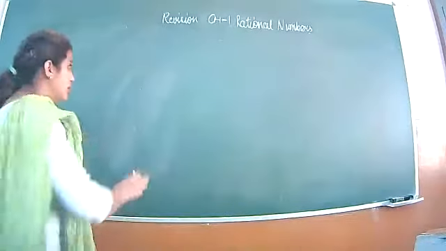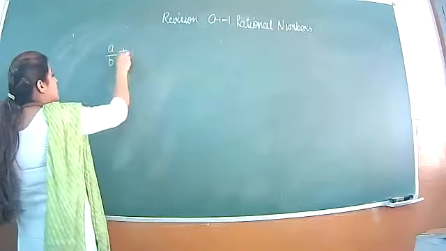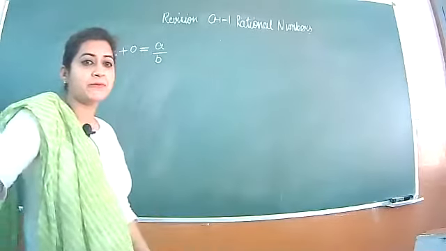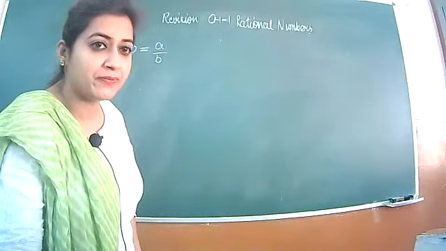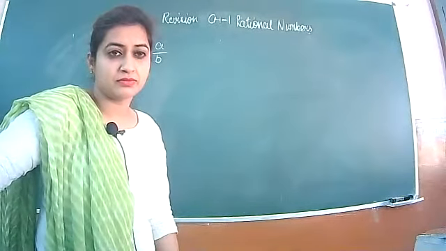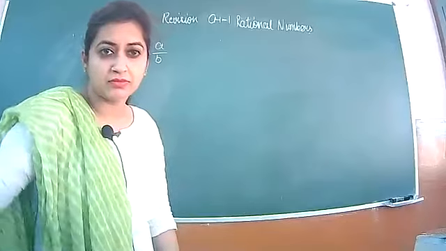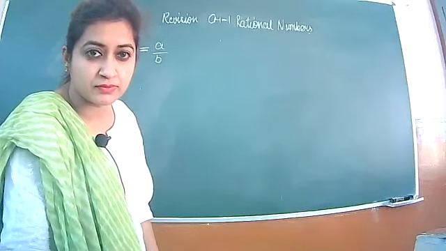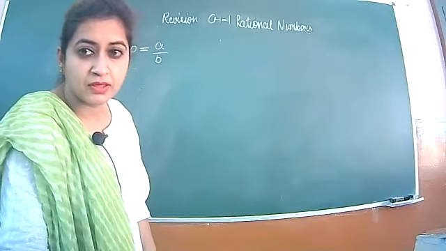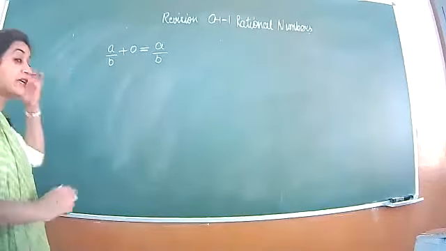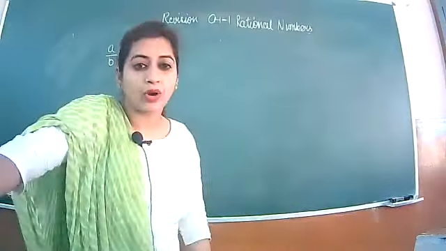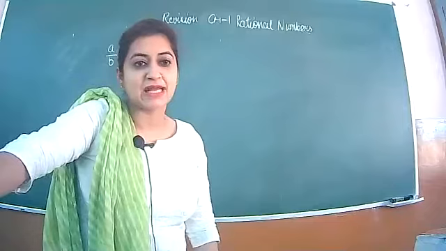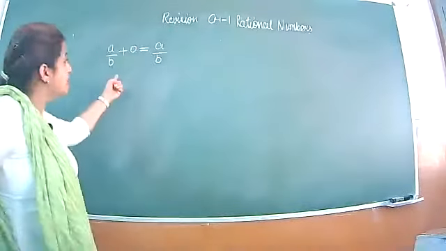Lower down your hands, beta. Now, if I write a by b plus 0 will give you a by b. Can you name this property? The name of this property is property of 0. It is the quality of 0 that whenever you add 0 to any number, the same number you will get as answer. So that means that this is the property of 0.